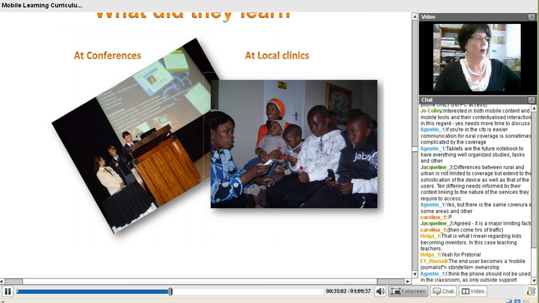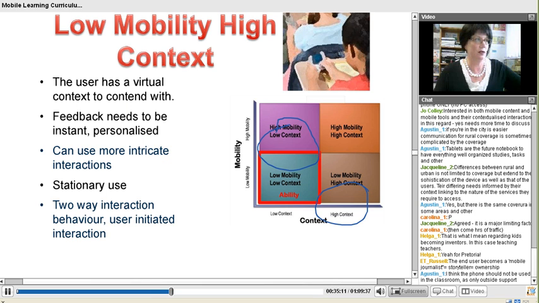When you look at the examples that I've given you, this is what we often refer to as mobile learning in the South African or developing context. When you look at low mobility and high context, then this is kind of what they refer to as mobile learning in the Pacific Rim and mostly in America, because what happens here is every child has a device, mostly provided by the school.